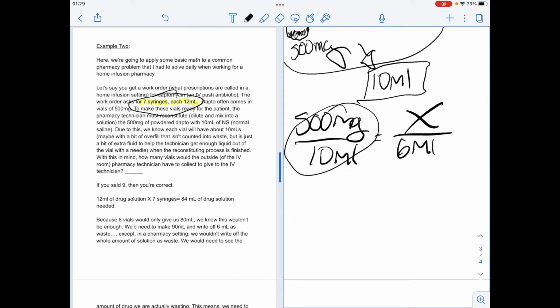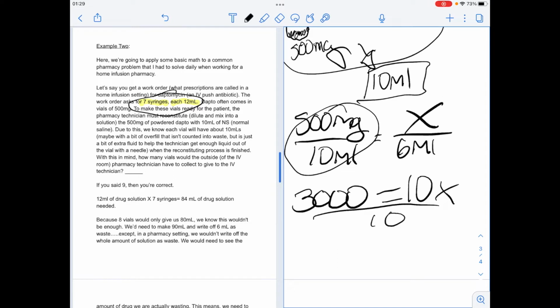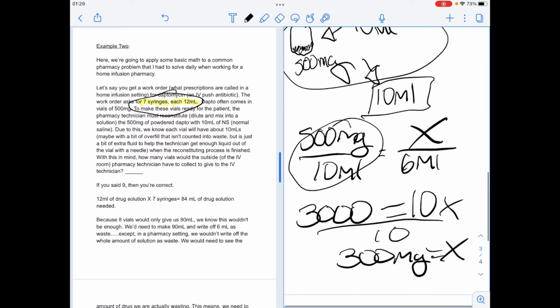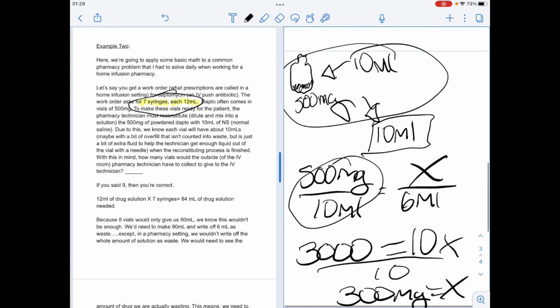So if we cross multiply, 500 times 6 is 3,000 equals 10x. Once again, we want to divide both sides by 10. And then we would get 300 milligrams equals x. So that's how much waste we're actually having with that 6 milliliters.